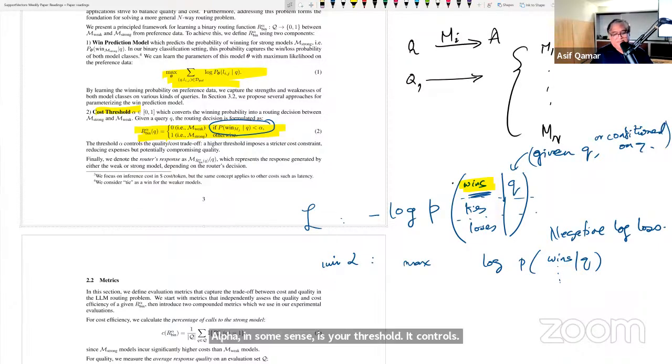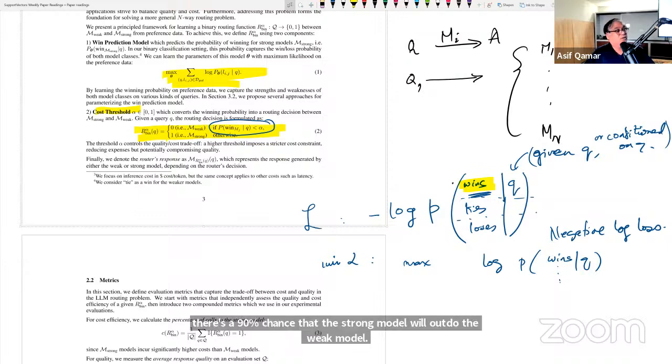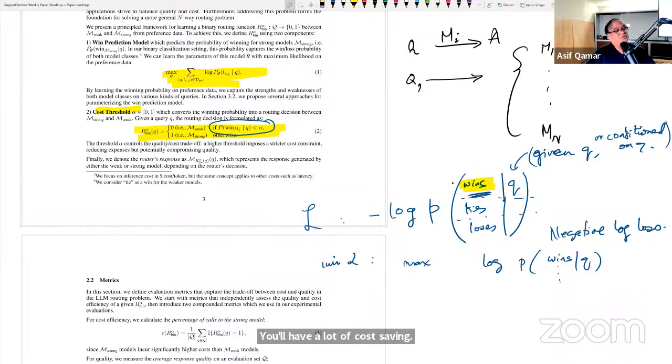If you set alpha very low, then you are being very stringent, you're incurring a lot of cost. If you make alpha high, if you're saying that the machine needs to be 90%, like there's a 90% chance that the strong model will outdo the weak model, then only send it to the strong model. You'll have a lot of cost saving, isn't it? So alpha is the threshold that controls what level of cost savings you have. It's a trade-off between cost saving and the quality of your responses in some sense, right?